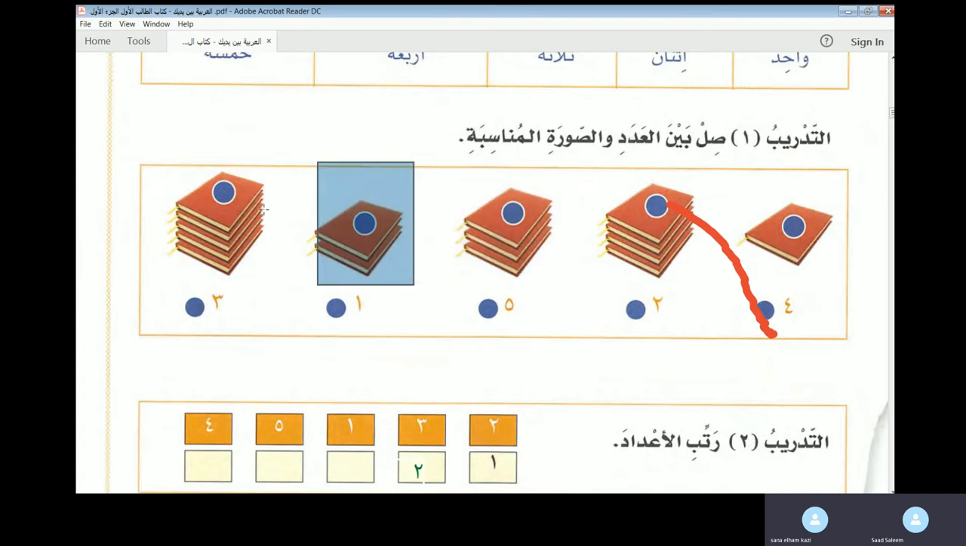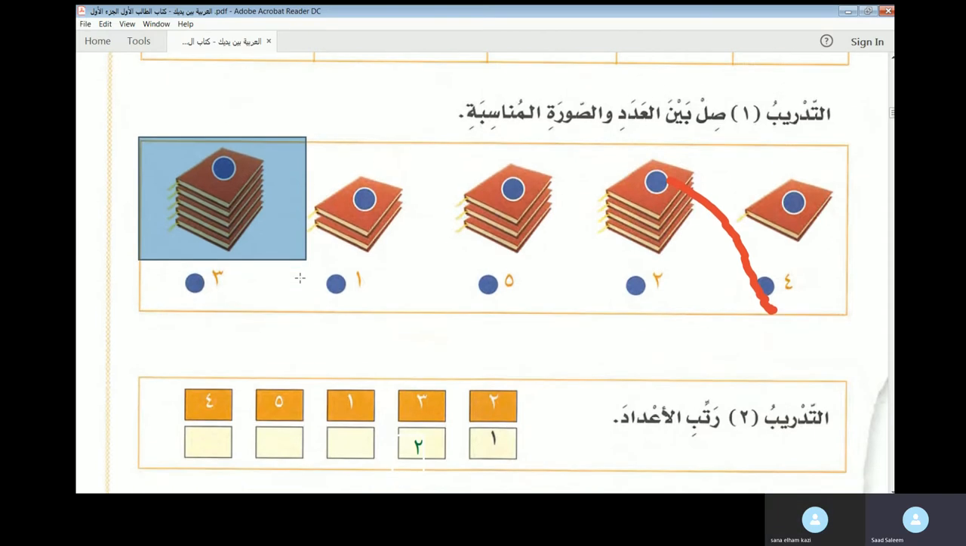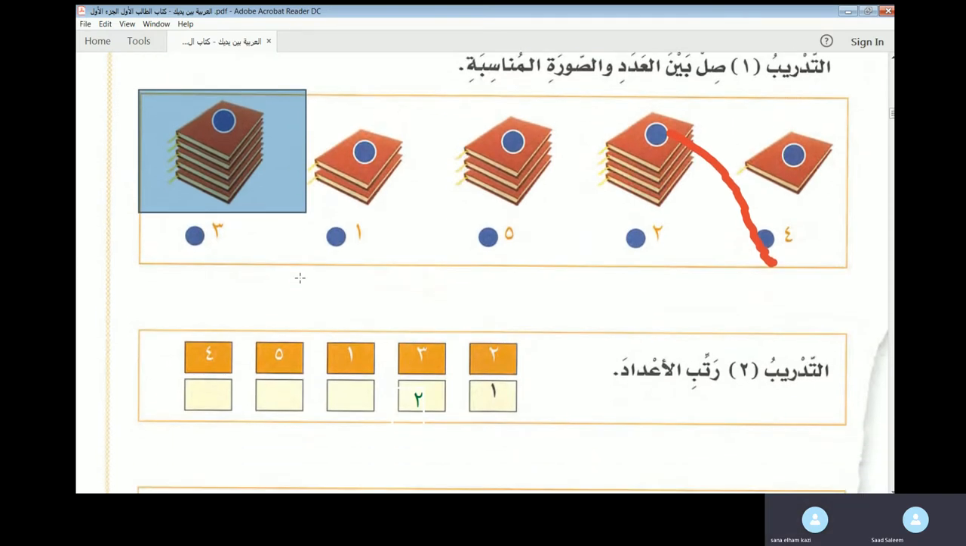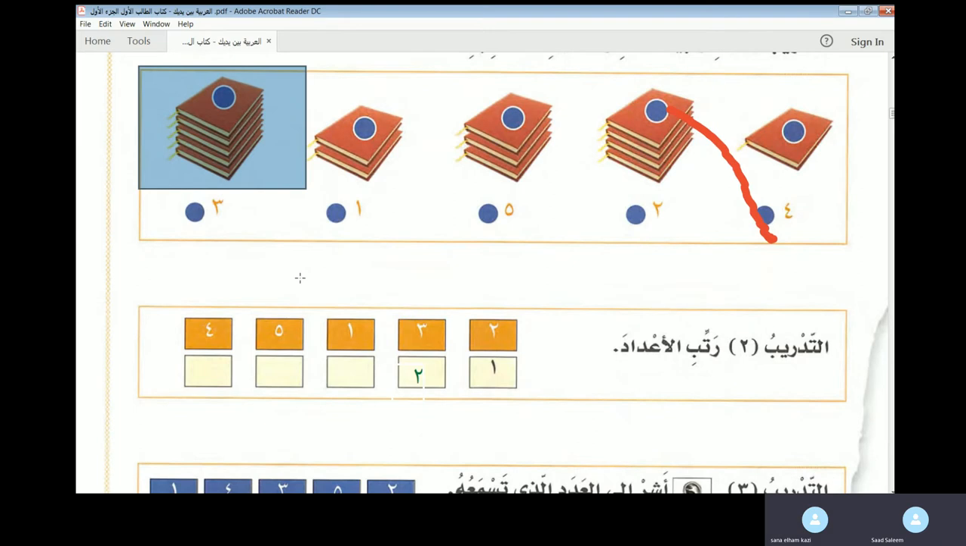Misana. Kitabun wahidun. I think there are two. Let's see. Here we have two books, kitabani ithnani. Then we have five books. For five books it comes to khamsatu kutubin.